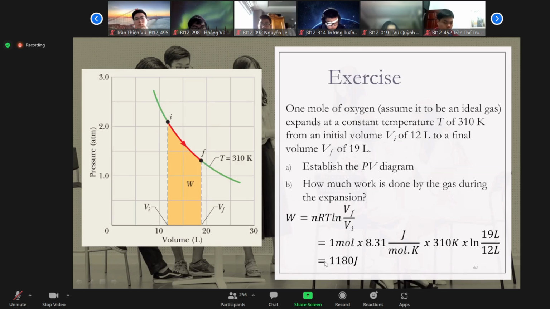Please do not make mistakes. That's why I say that each time you write a value, please also write down the unit associated with this value. What we want to find is the work. Actually, the unit of work is joule. Am I right? Joule.